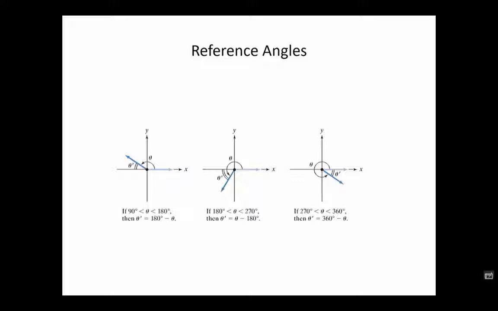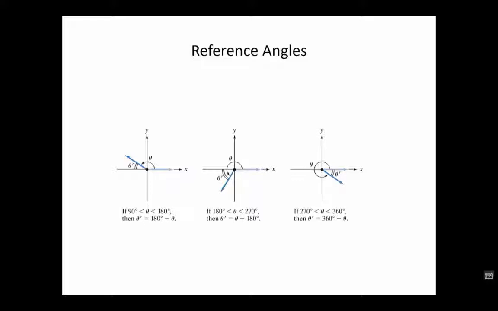Let's define what we mean by reference angles. We will often evaluate trigonometric functions of angles greater than 90 degrees and all negative angles. These will be evaluated by making use of a positive angle, and this positive angle is called the reference angle. So how do we get the reference angle?